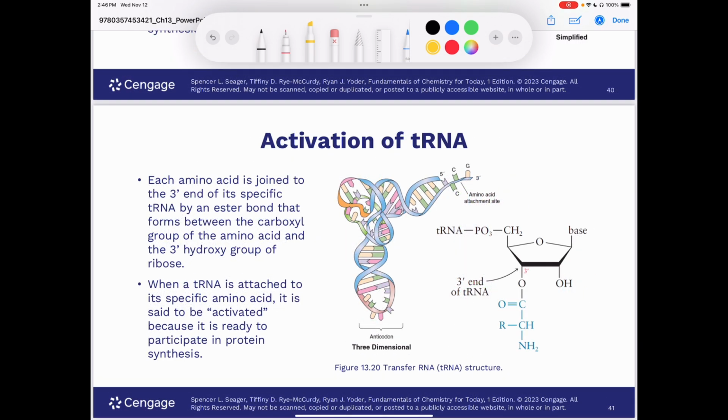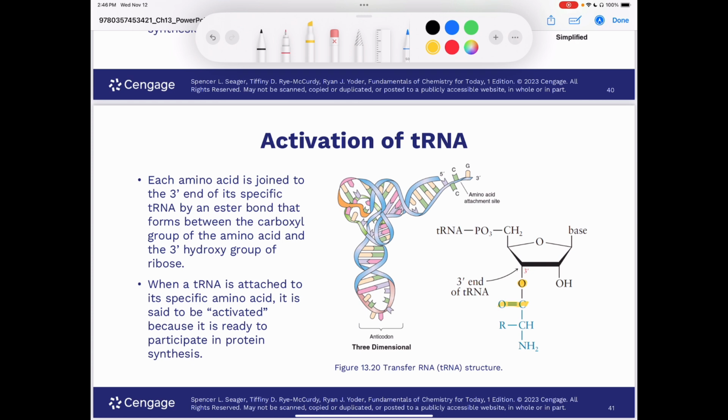Each amino acid is joined to the 3' end of its specific tRNA by an ester bond that forms between the carboxyl group of the amino acid and the 3' hydroxy group of the ribose. And you can see that right here. Here's the carboxyl end of our amino acid, and here's the 3' end of our ribose.